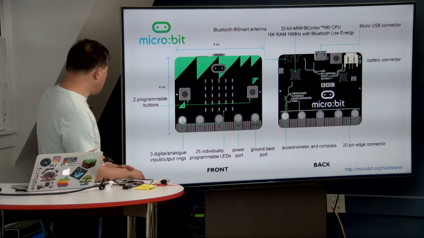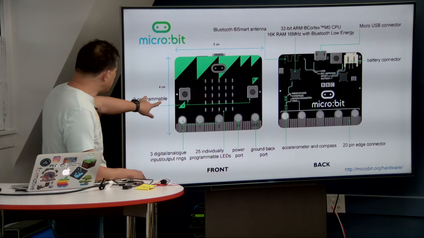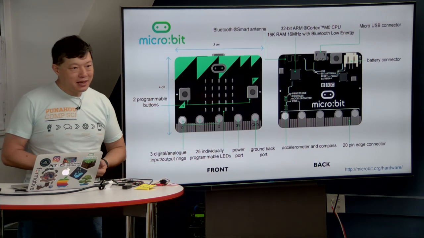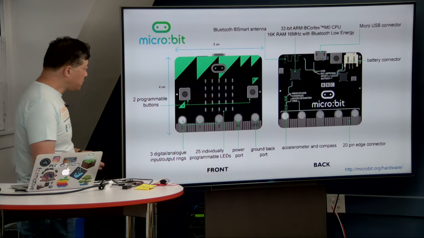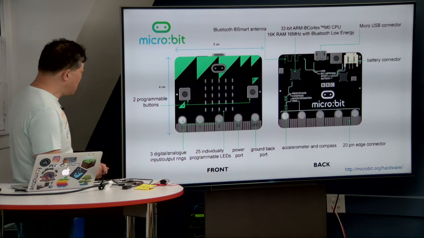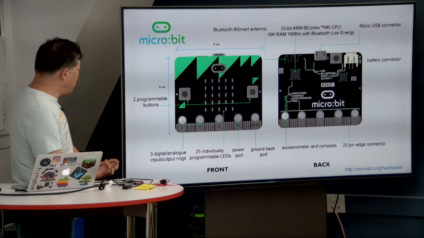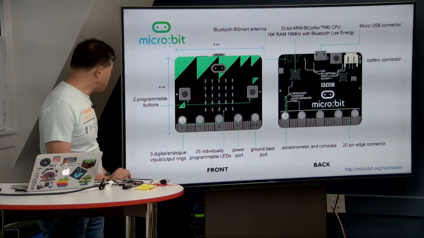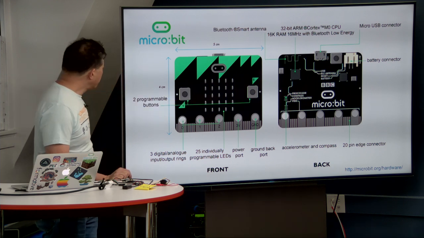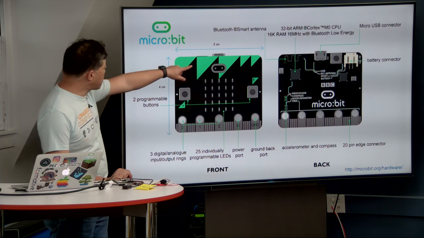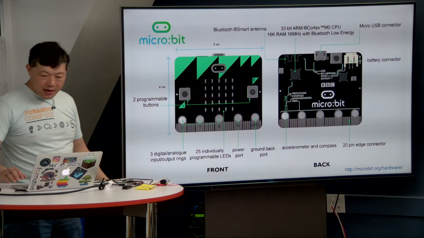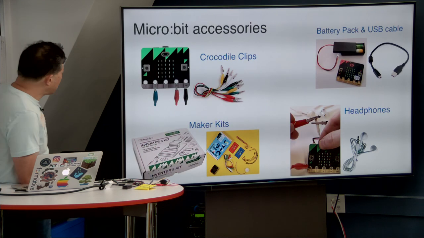It also has a light sensor. And of course it has conventional input: there are buttons, the A button, the B button, and the A and B buttons together. If you press both together, you can get a third behavior there. You have digital and analog outputs here, as well as inputs. And you have a micro USB connector, which connects it to the computer so that you can program it.